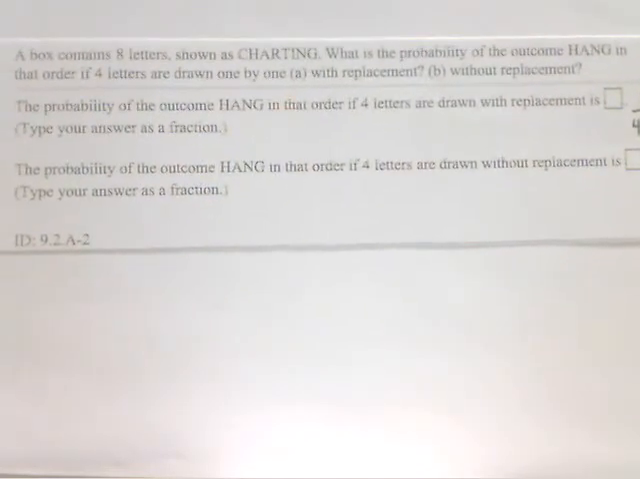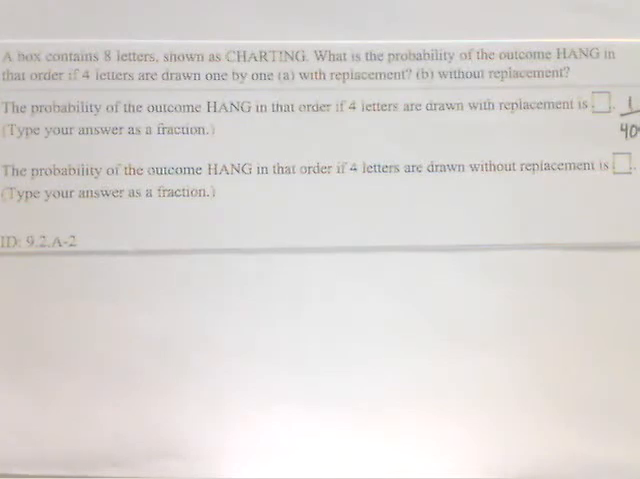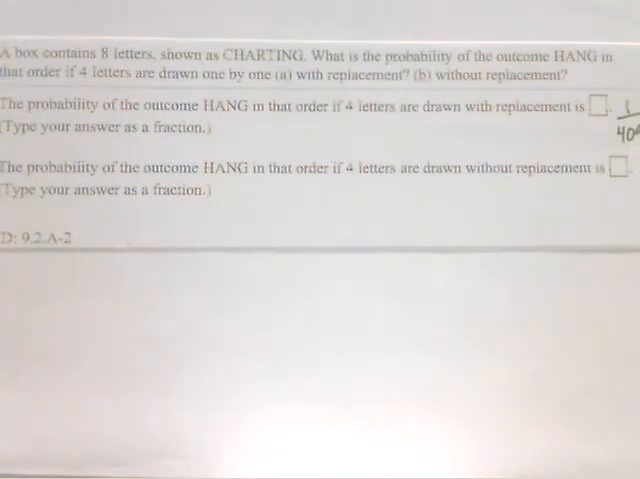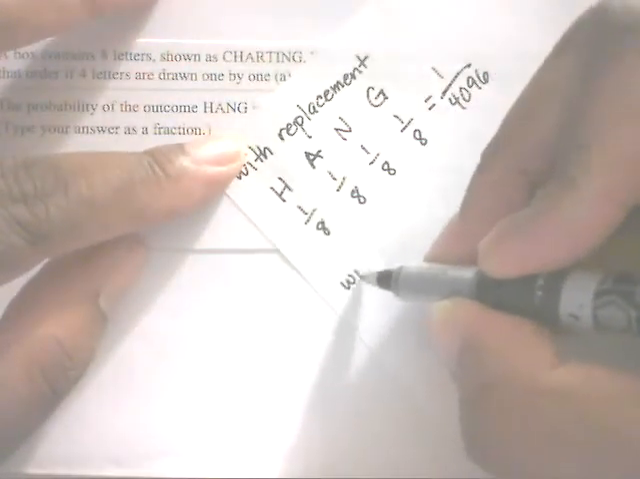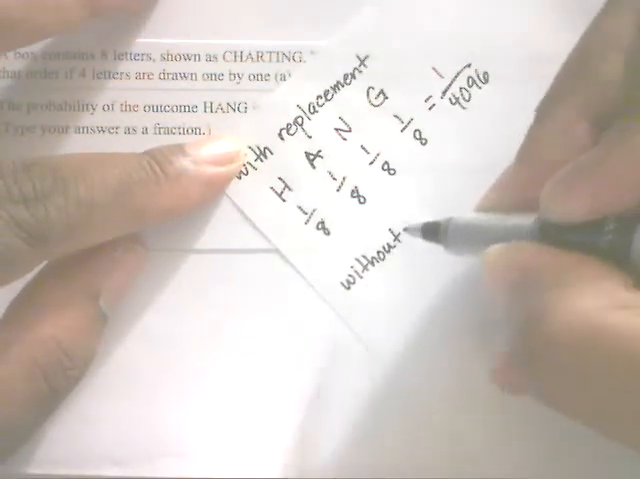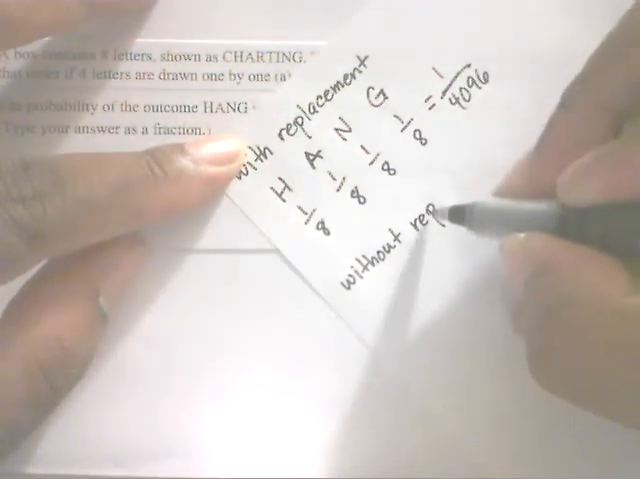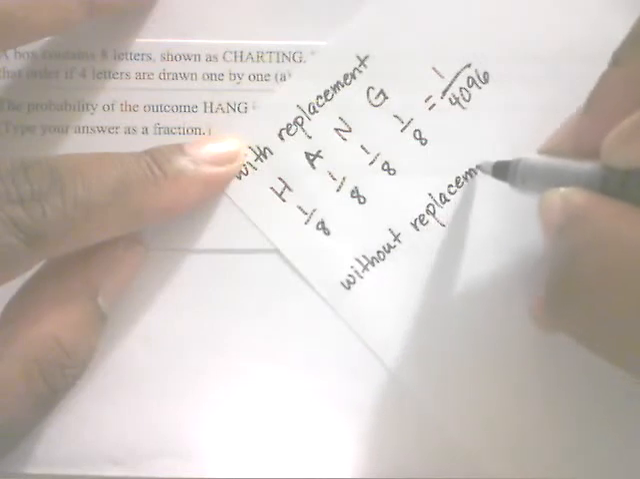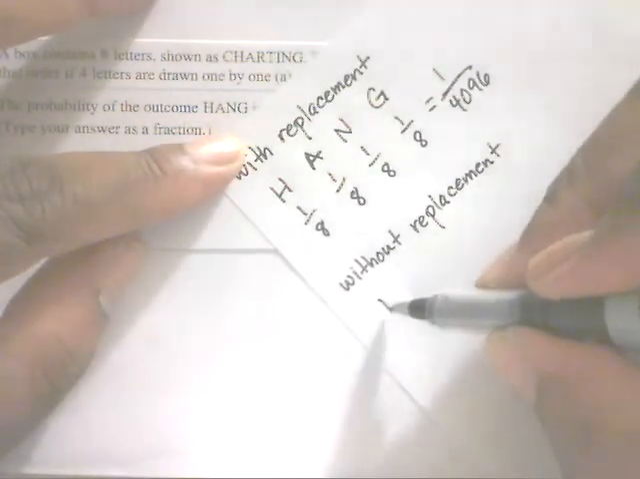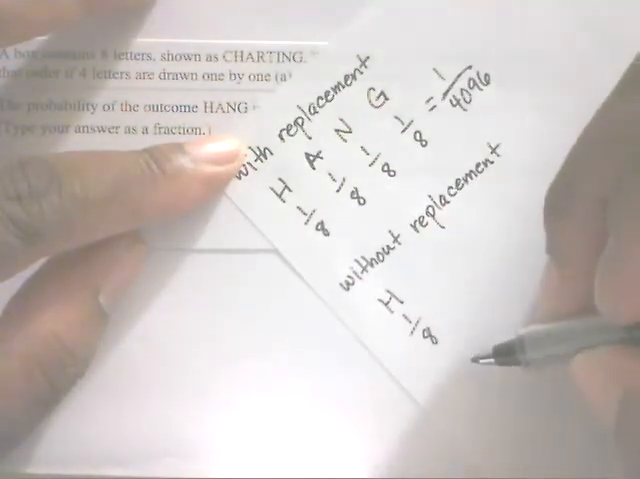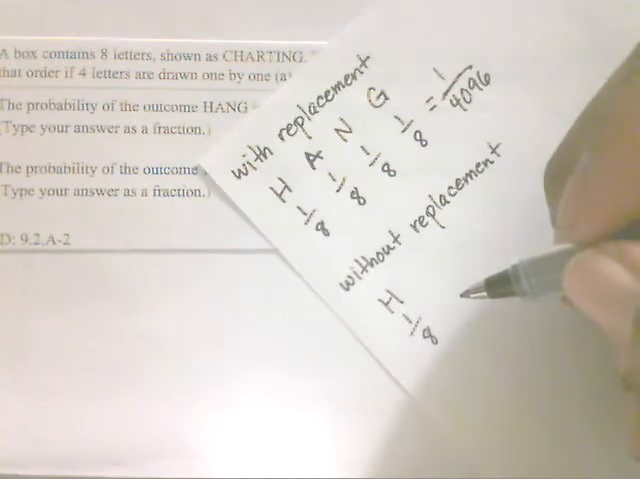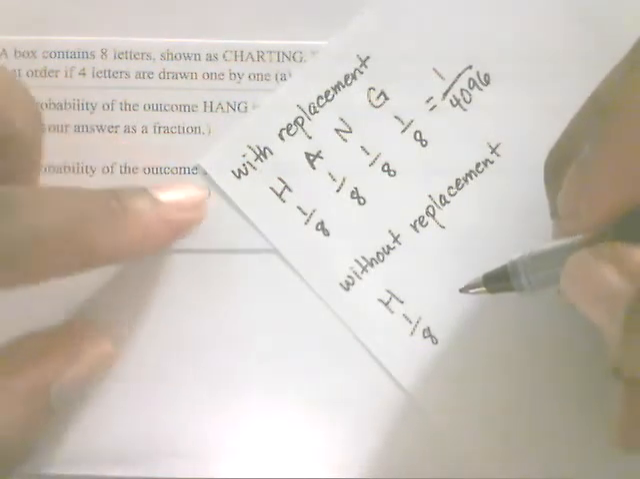Okay. The next one is the probability of the outcome, HANG, in that order, if 4 letters are drawn without replacement. So that means that the letters are not going to be going back in the box, which means the denominator is going to be reducing each time. So if we want to draw an H on the first draw, that probability will have to be 1 out of 8. Now that first letter will be out of the box, but it's going to be gone. That means you got 7 letters left.